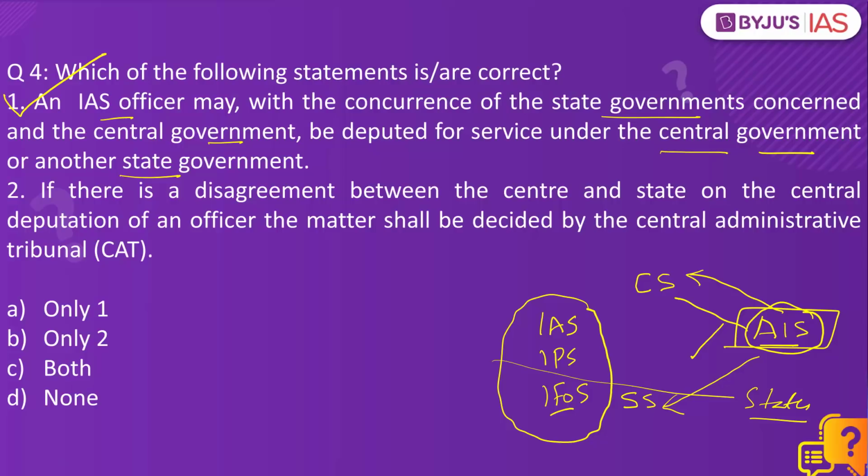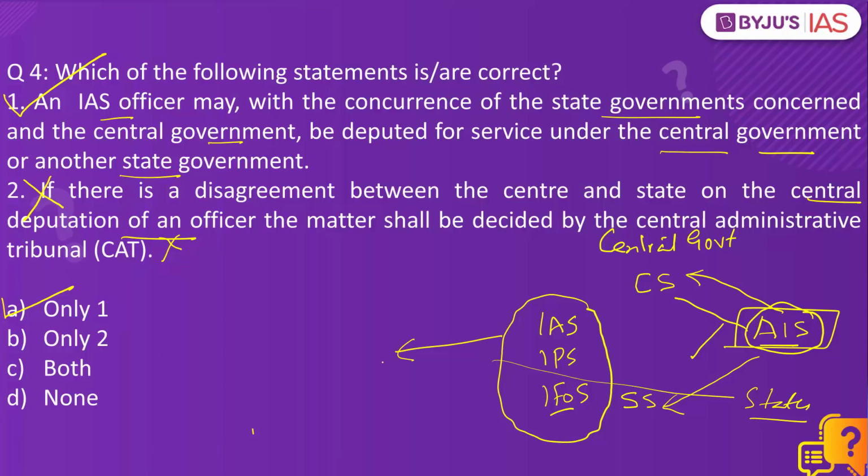Statement 1 is correct. But if there is a disagreement between the center and the state on the central deputation of an officer, the matter shall be decided by the CAT, Central Administrative Tribunal. This is wrong. The matter shall be decided by the central government. So statement 2 is incorrect. A, only one is the right answer.